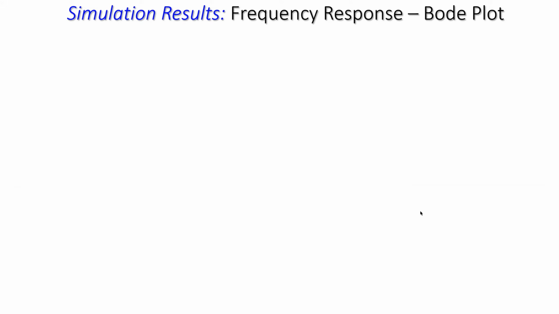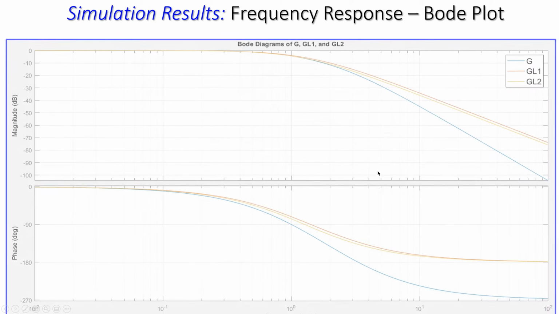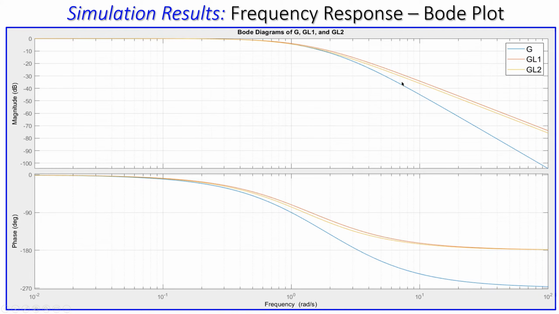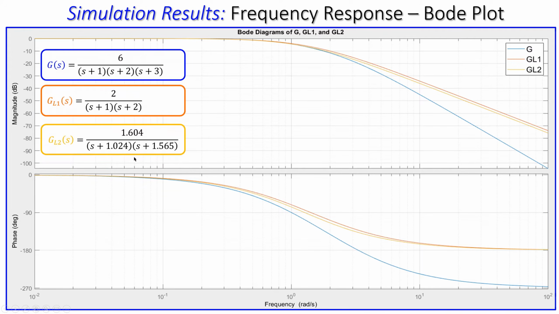Okay, let's also look at the simulation results. First we start with the frequency response or the Bode plot. We have the following Bode diagram. You can see the three diagrams here. This is the original system, this is the brute force approximated system, and this is the more accurate approximated system. So these are also all shown here.